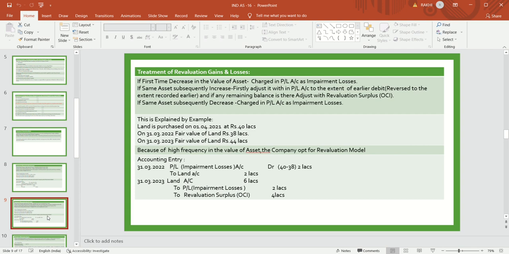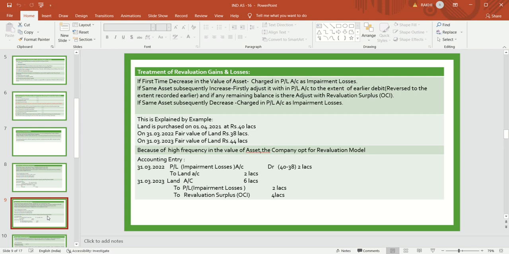And in the next year, on 31st March 2023, the fair value of land increased to 44 lakhs. So the difference is 6 lakhs. So how will the company adjust? First, the company will debit land account 6 lakhs. What will the company credit? The impairment loss which the company created in the last year, in 2022.